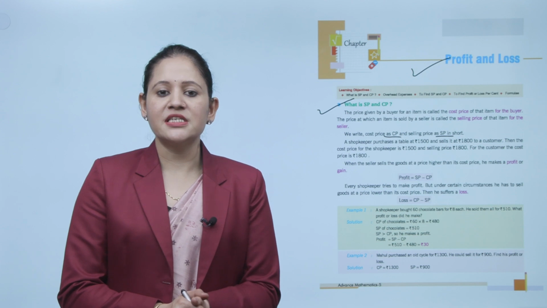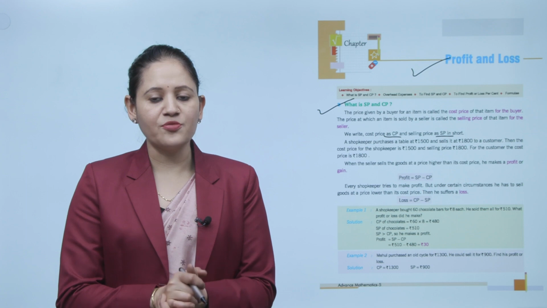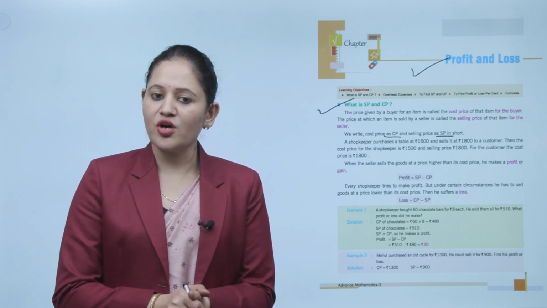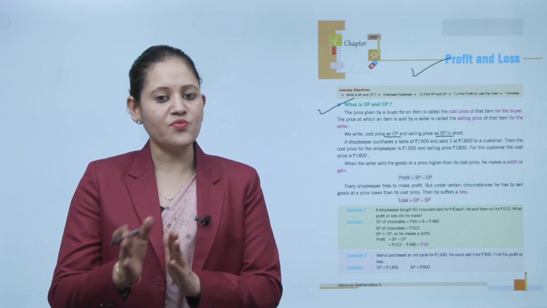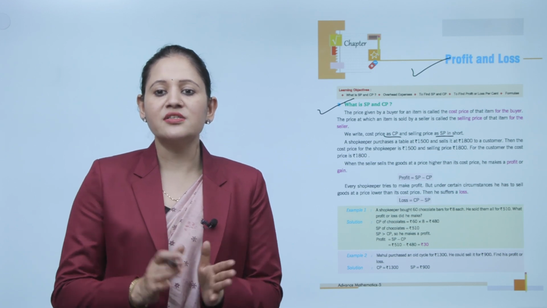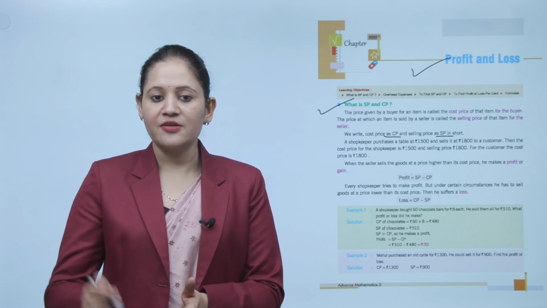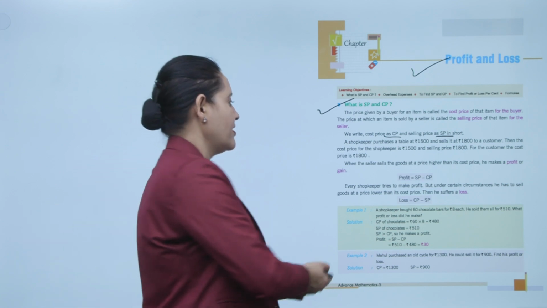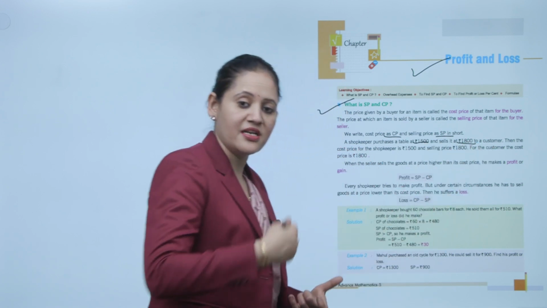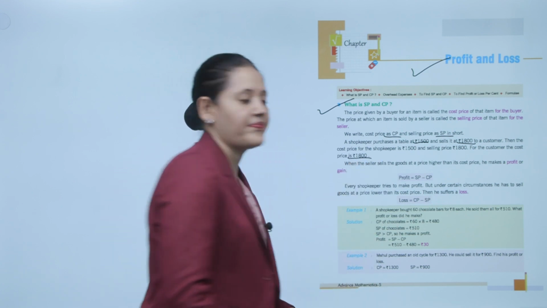A shopkeeper purchased a table at rupees 1500 and sell it at rupees 1800 to the customer. Then the cost price for the shopkeeper is rupees 1500 and selling price हो जाएगी 1800 rupees. For the customer, the cost price is 1800. Shopkeeper के लिए cost price that is 1500 and selling price is 1800. For customer, the selling price will become cost price, that is rupees 1800.